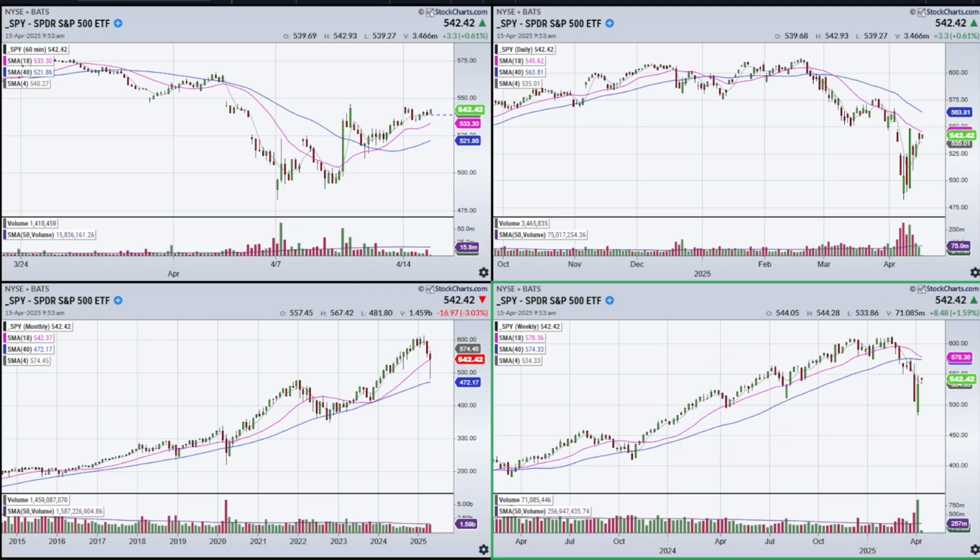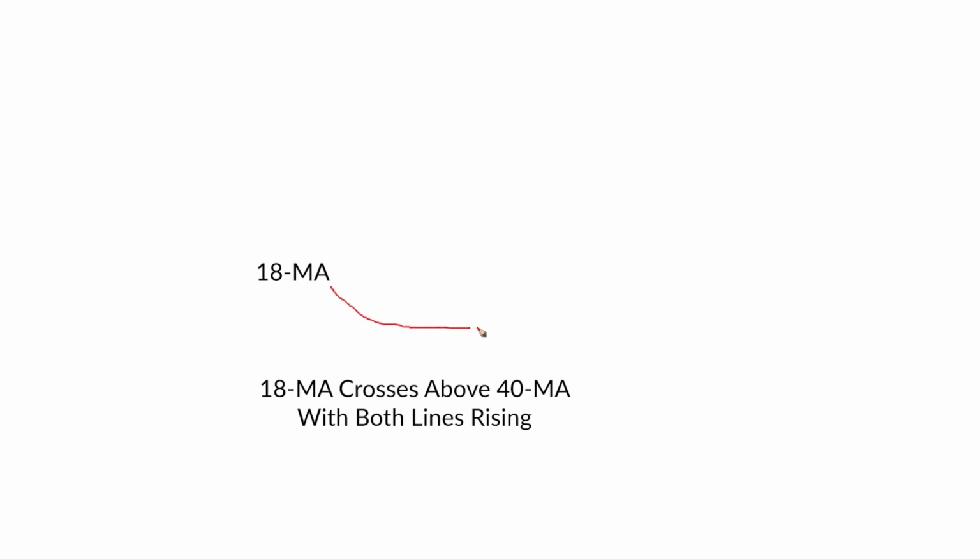All right. Now, I'm going to just show you very briefly what I'm looking for. So I've got an 18 simple and a 40 simple. And if the 18 crosses up through the 40, like it does here, all right, and it's rising, we want to wait for the 40 to start rising too. The moment we have the 18 above the 40 and then both lines rising, we have a confirmed trend to the upside.